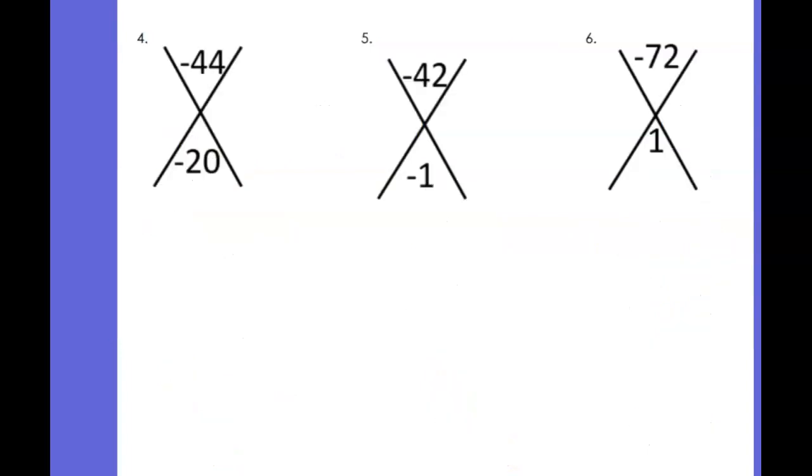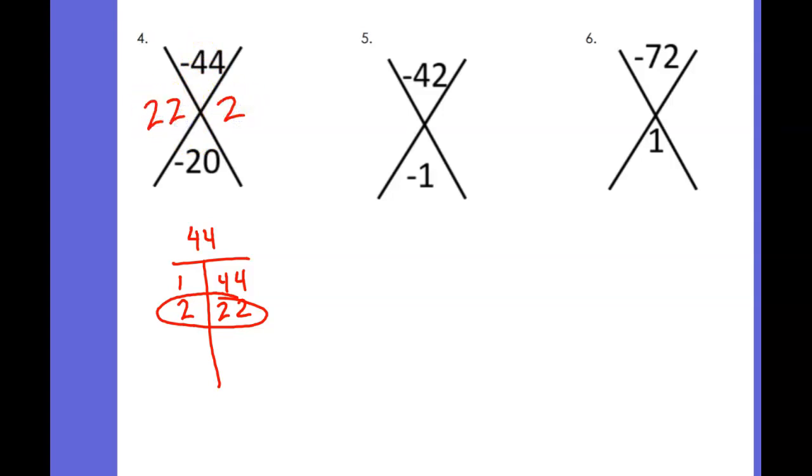Okay, now I've got negative 44 and negative 20. So when I list my factors, 1 and 44, 2 and 22. Right here I can tell that the difference between 2 and 22 is actually 20. Since one's negative, now I've got to figure out which one. If I multiply them to get negative 44 and add up to negative 20, it would be the 22 that would have to be negative. And that would work.